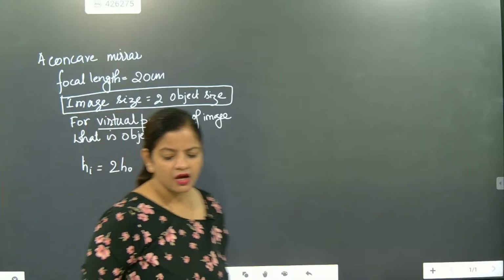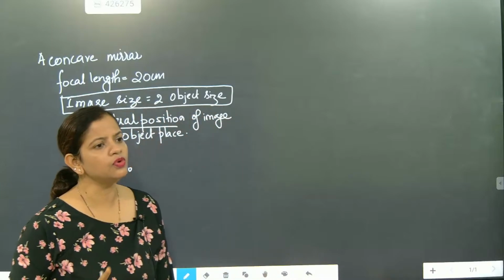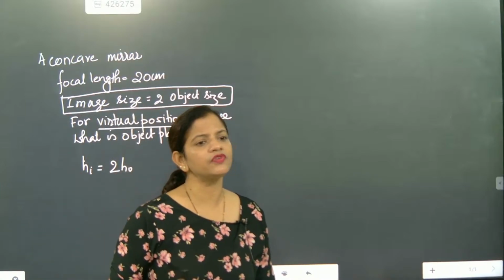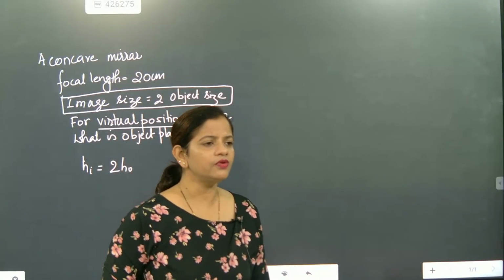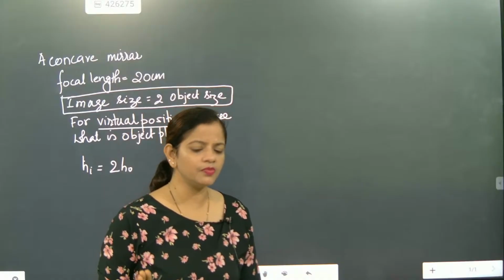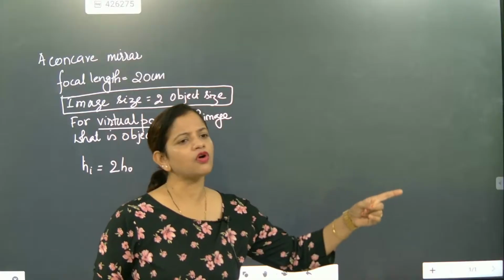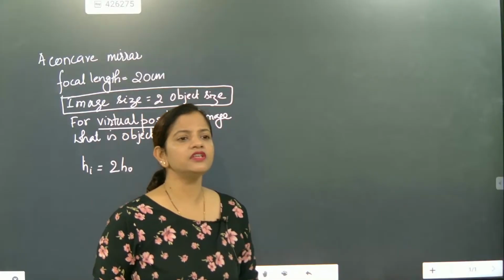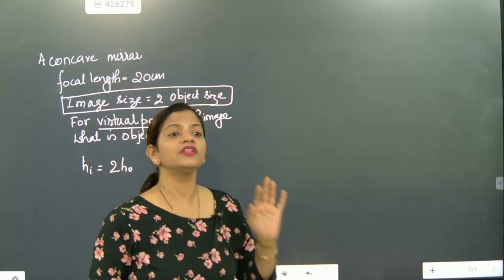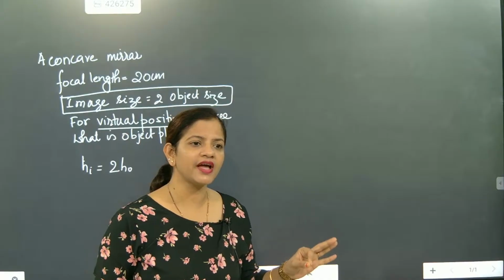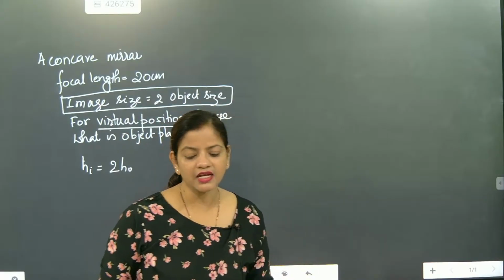And we know that a virtual image comes in only 2 situations. What are the locations where a virtual image is formed? Can you tell? Only 2 locations. The first is for a convex mirror, and the second is for a concave mirror when the object is kept between focus and pole. So this is exactly the most important point.